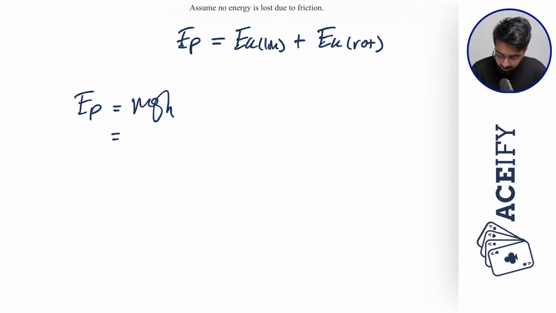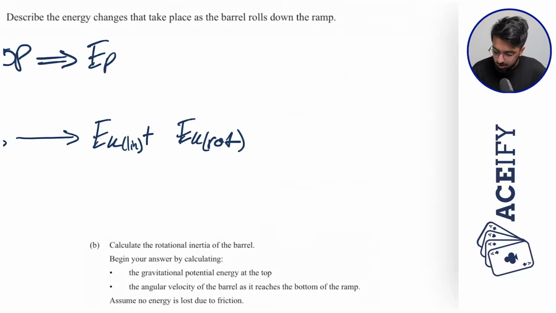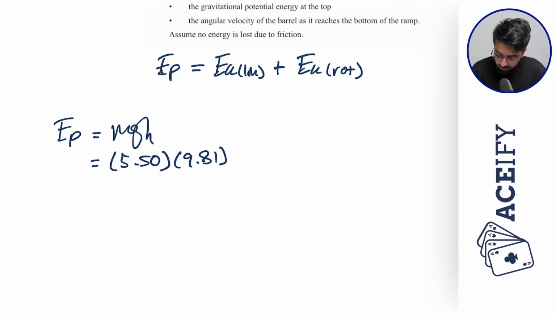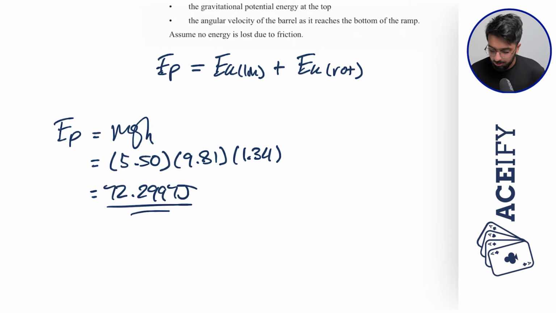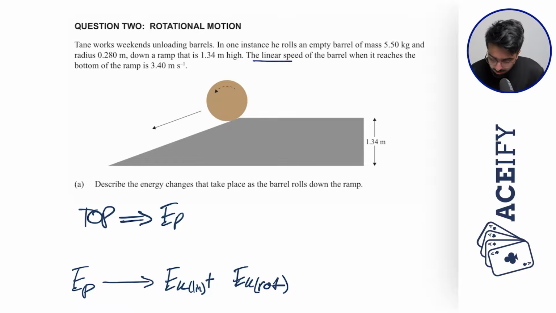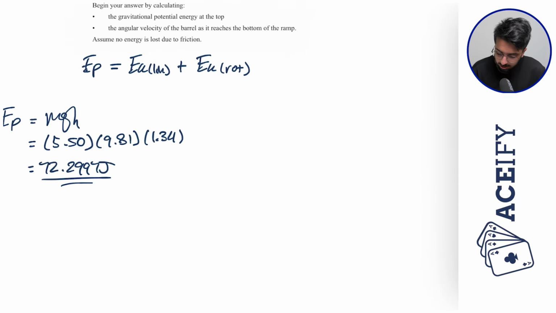The mass of the barrel is 5.5 kg times 9.81, which is the acceleration due to gravity, times our height, which is 1.34 meters. Okay, this gives a gravitational potential energy of 72.2997 joules at the top. Now we are given our linear speed of 3.4 meters per second at the bottom, and so therefore we can calculate our linear kinetic energy at the bottom.